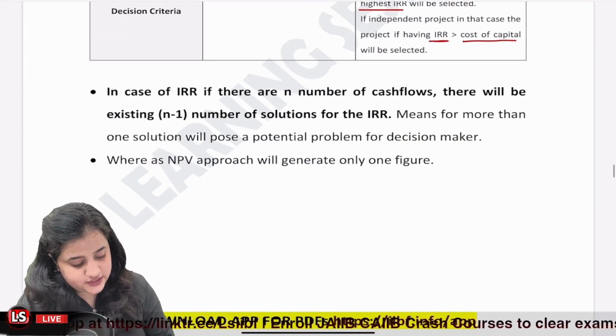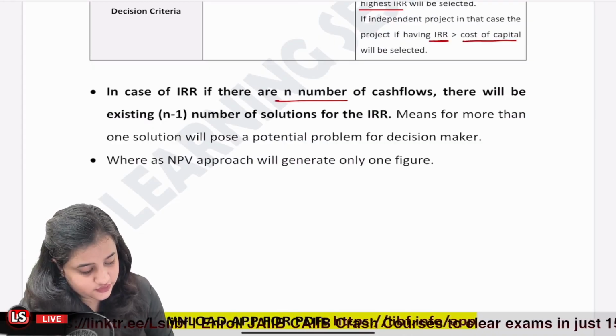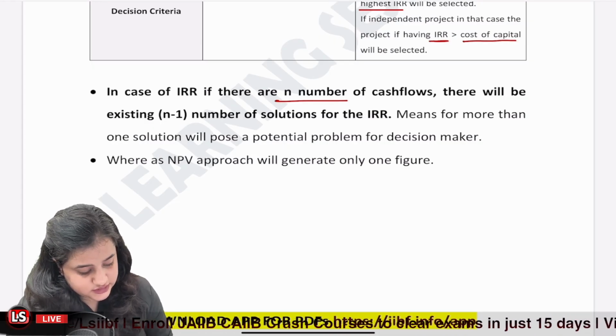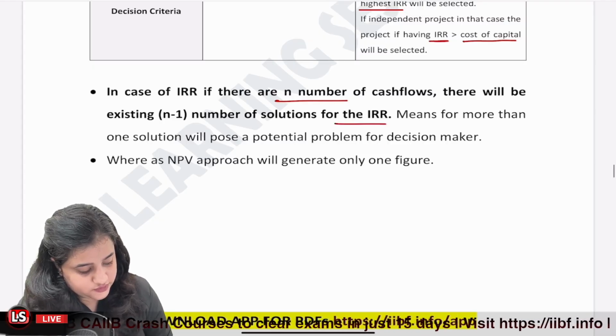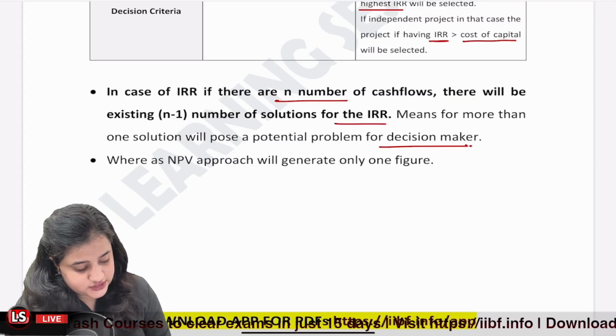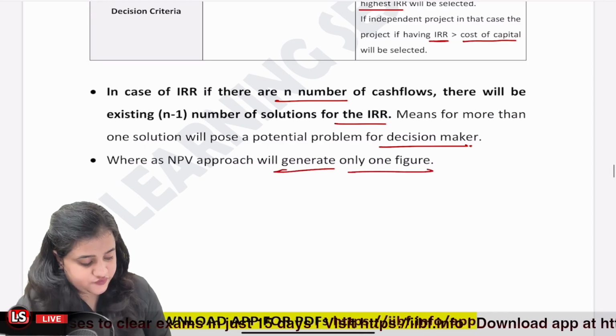In case of IRR, there are n number of cash flows. There can be multiple solutions of IRR, meaning more than one solution will pose a potential problem for the decision maker, whereas NPV will generate only one figure.